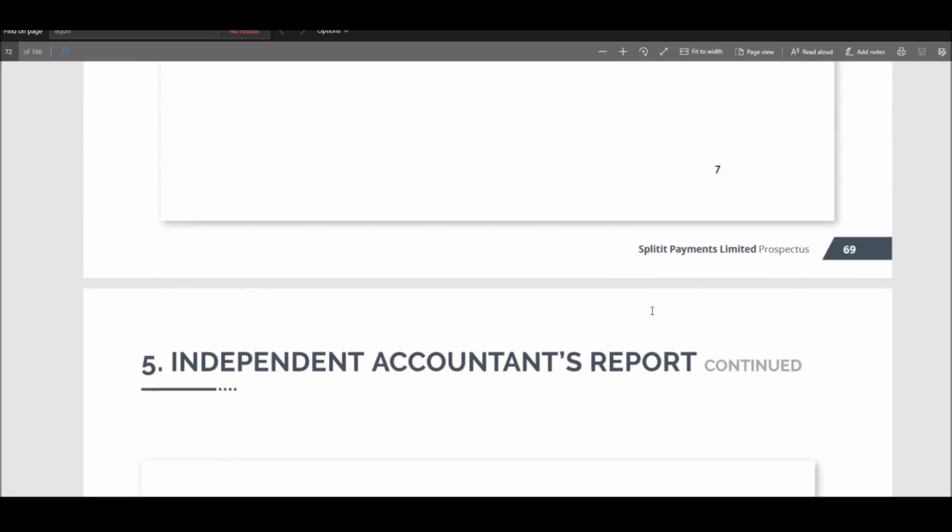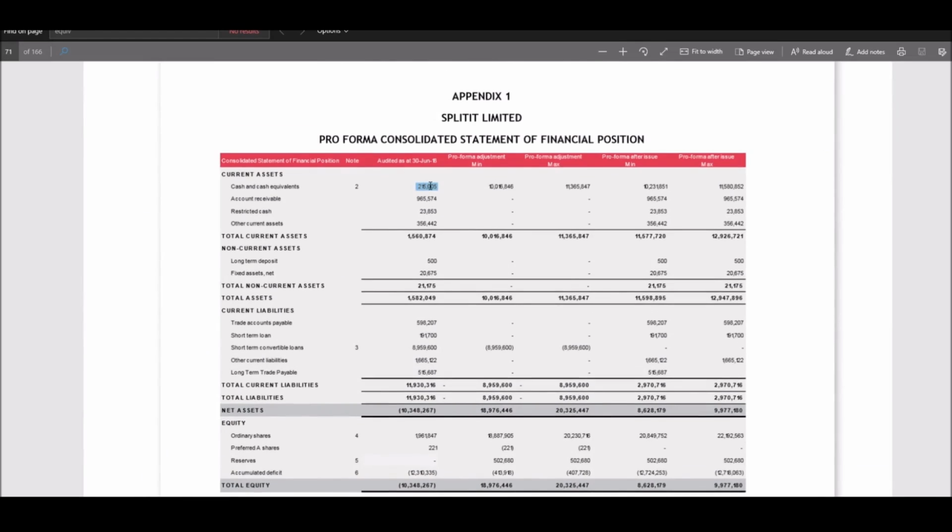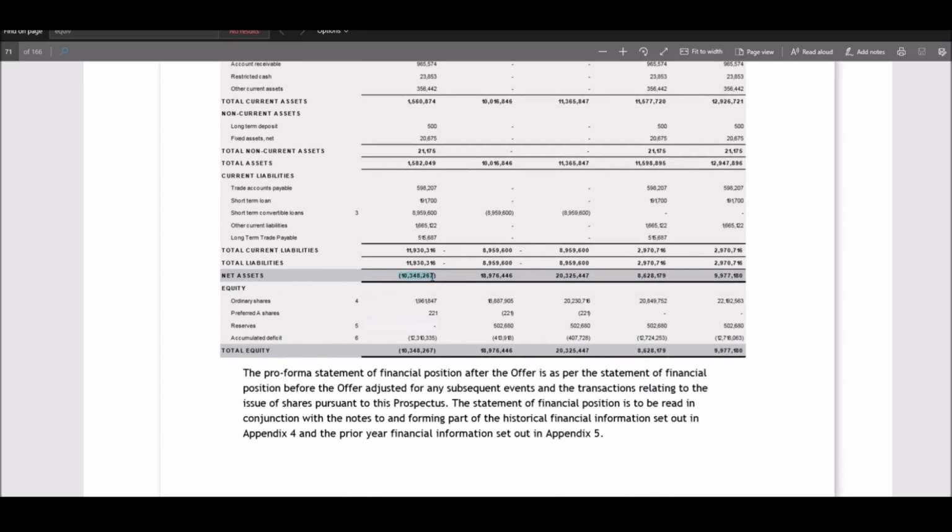So if we scroll up, we can see just how much cash the business actually has. So they've got $215,000 in the bank as of 30th of June. They have $1.5 million worth of total assets. And they've got a debt of $10 million. So this is their liabilities. So you take the current liabilities away from the total assets, and that's how much you end up with, negative $10 million. So when it listed on the ASX, they had a financial position of negative $10 million.